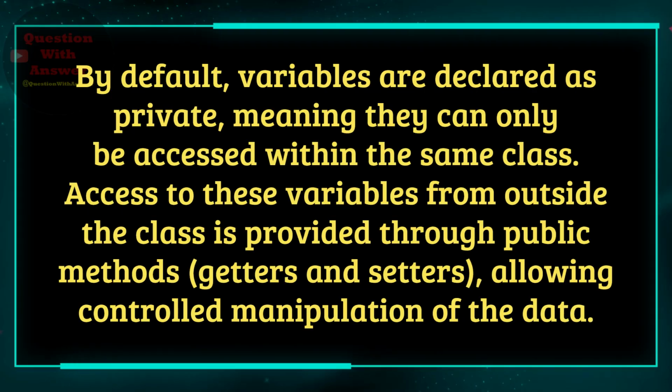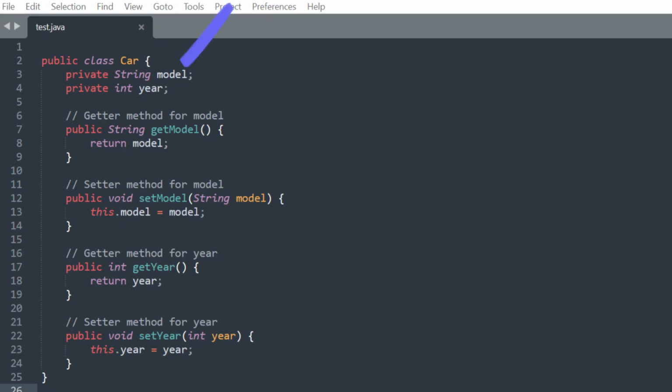In this example, the model and year variables are encapsulated within the Car class, and access to them is provided through getter and setter methods. This encapsulation hides the internal state of the Car object and provides controlled access to its data.